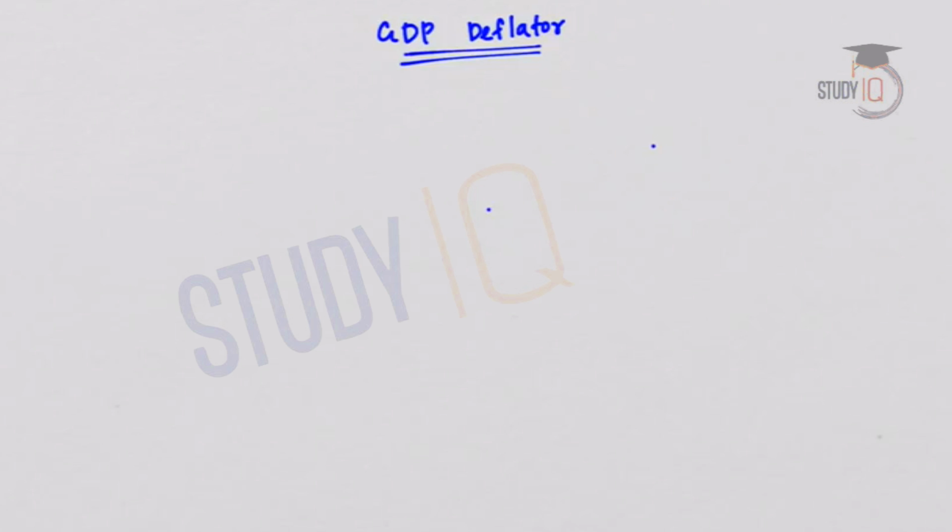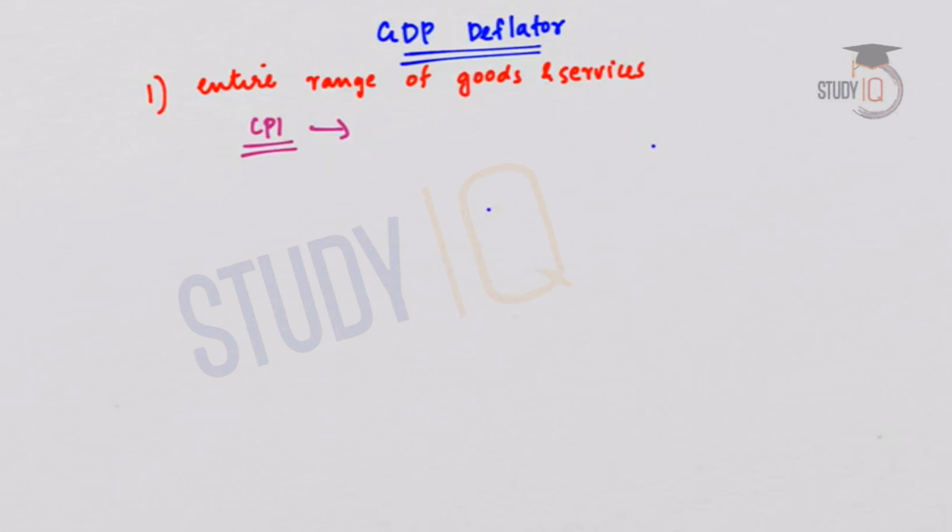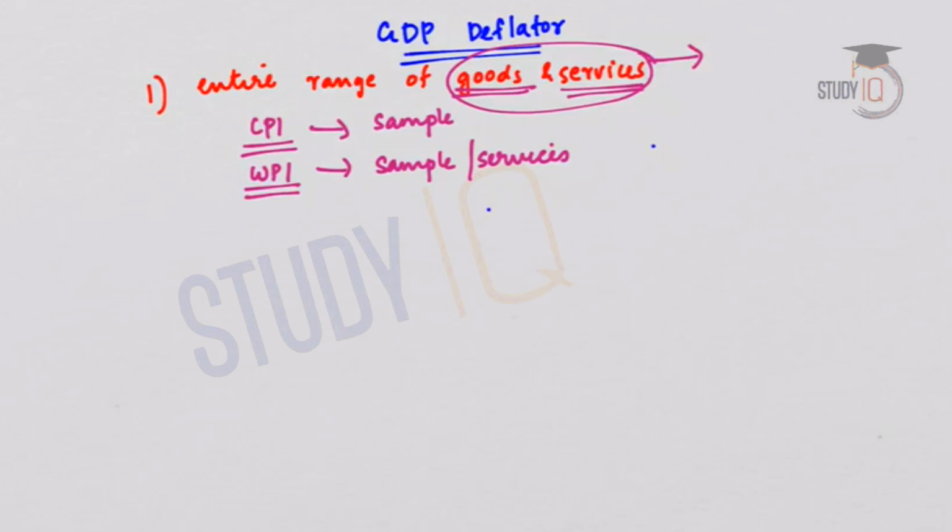So in case of GDP deflator, the first difference is that it considers the entire range of goods and services. Now if we look at CPI, or Consumer Price Index, it considers only a basket of commodities or a sample of commodities. Now second one, WPI. WPI also considers only a sample of commodities, and also services are not included under WPI. But GDP deflator considers goods as well as services, and also comprehensively, because the entire range is covered.